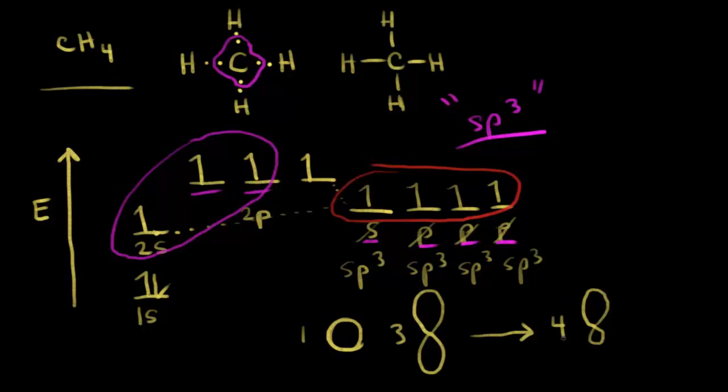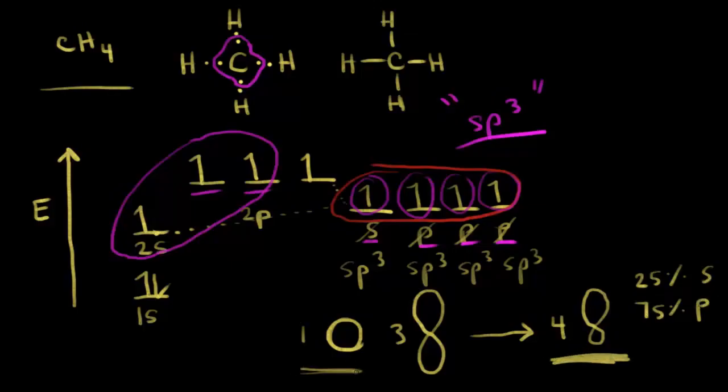So we're going to make 4 of these. Once again, we have 4 sp³ hybrid orbitals, and each one of these hybrid orbitals is going to have an electron in it. We can see that each one of these sp³ hybrid orbitals has 1 electron in there. And so the final hybrid orbitals here contain 25% s character. Let me write this down here. So 25% s character and 75% p character in this new hybrid orbital. Once again, that's because we started out with 1 s orbital and 3 p orbitals for our hybridization.